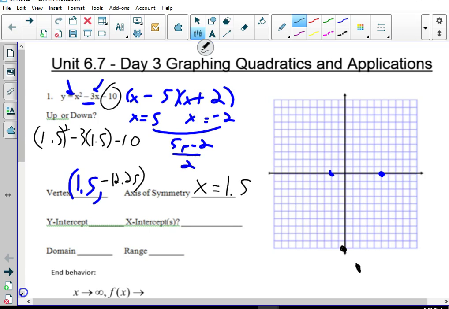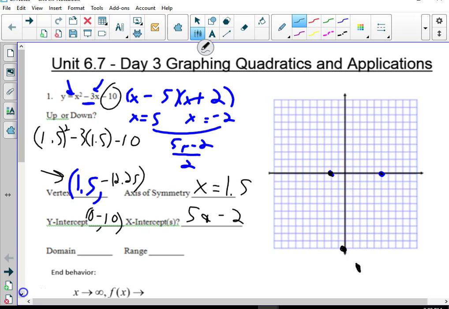The y-intercept we know is at 0, negative 10. What are my x-intercepts? We already have them. 5 and negative 2. You can also write 5, 0 and negative 2, 0. Doesn't matter. The vertex is that point right there. The x-intercepts are these points right here that hit the x-axis.